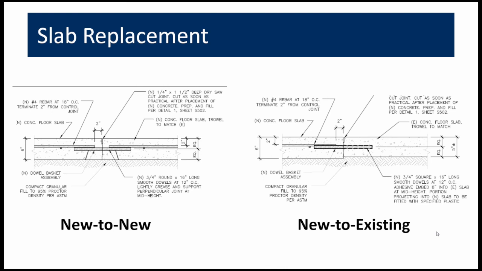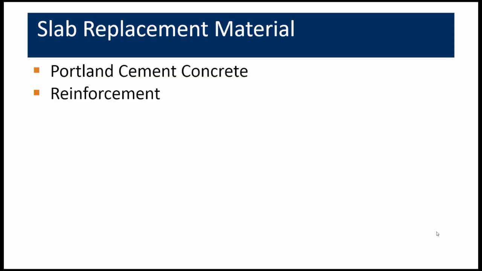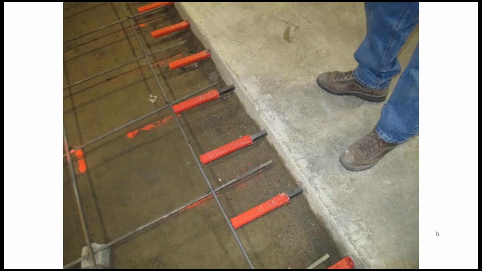So with that, I'll mention that we do need to do slab replacement sometimes. Previous webinars have talked a lot about slab design, so if you do slab replacement, you can simply follow slab design and design it. It's really that simple. I only want to point out a couple of important details. One is the new-to-existing and new-to-new joints that are going to be created in your slab, and those need to be treated differently. The materials we use are simply Portland cement concrete and reinforcement, not surprising there. And here's an example of the new-to-existing slab edge.